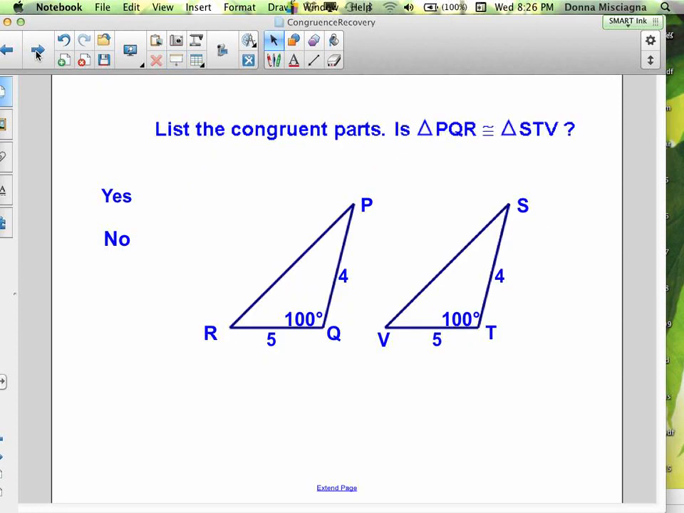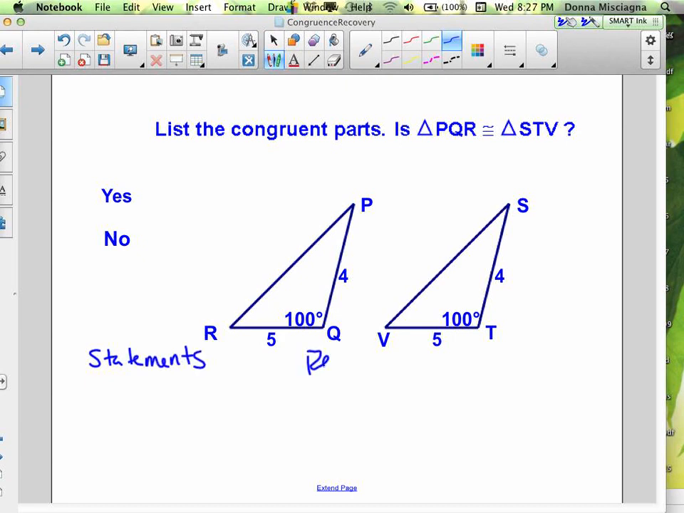All right, so let's try this one and see if we can figure out if these triangles are congruent. Always list your congruent parts; you don't want to just guess randomly. So let's list our congruent parts, and we'll do this as a little proof here, with our statements and our reasons.